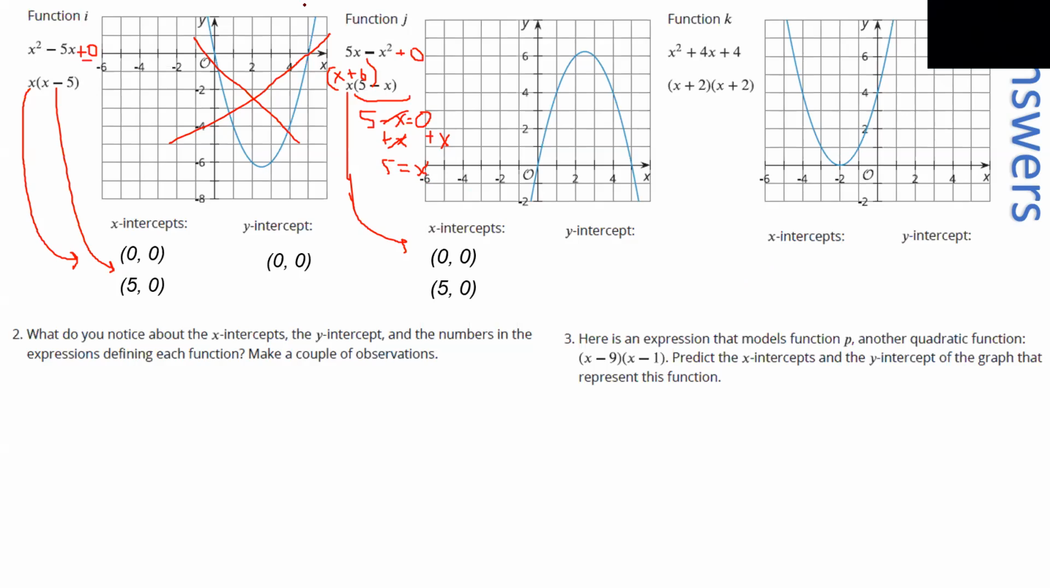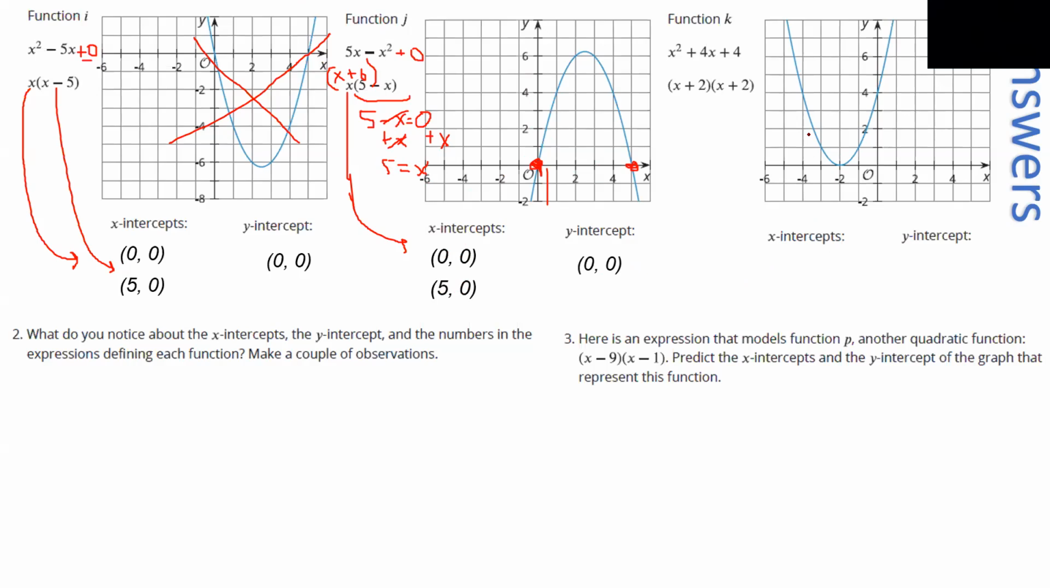And our y-intercept, we went over that in the beginning, so that'll just be 0, 0. And if you look at the graph, you can see that this graph crosses at x equals 0 and x equals 5. That's why we have 0, 0 and 5, 0. And then our y-intercept would be this point right here, which is 0, 0.